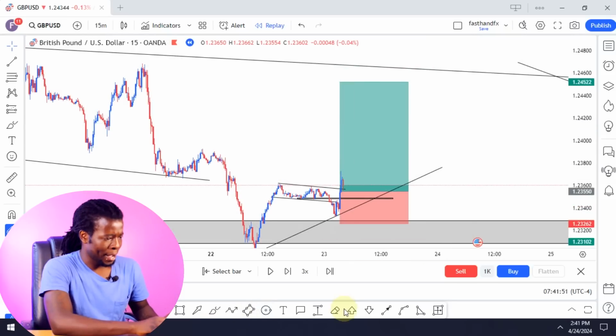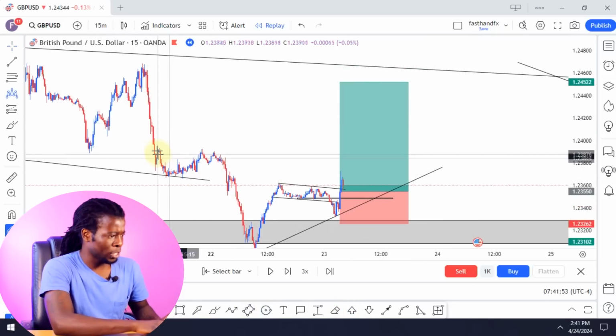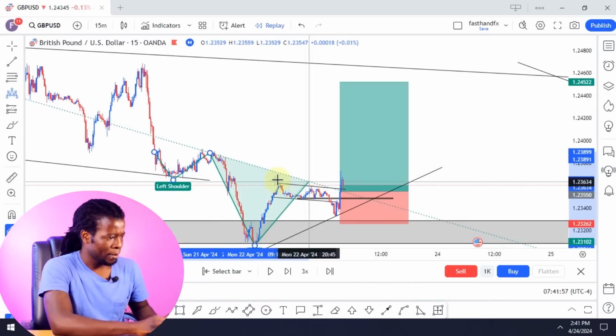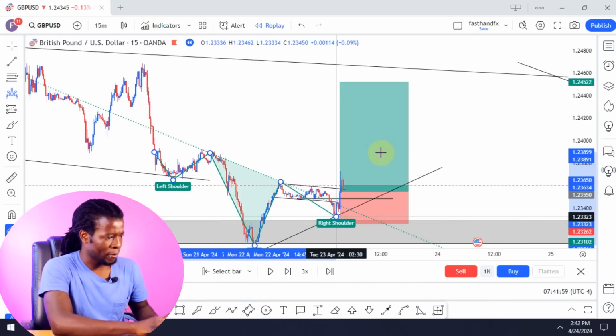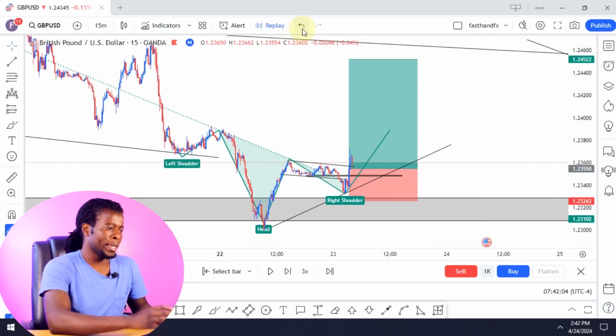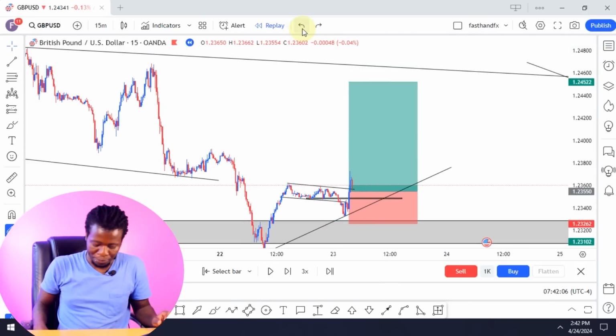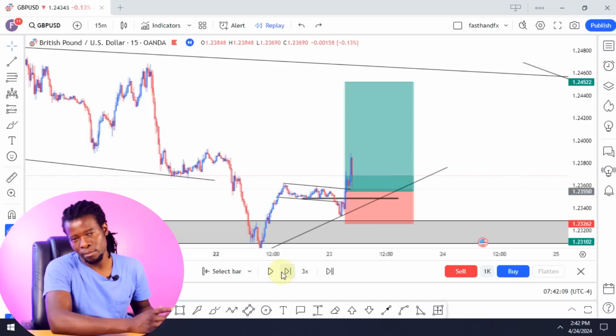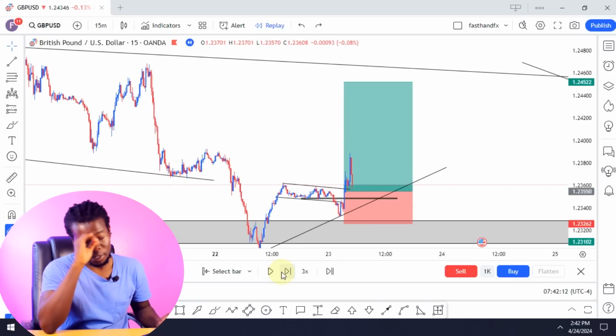I remember my inverse head and shoulder actually is complete. Left shoulder right here, this is the head right here, then the market has already given me a right shoulder. Boom, everything is complete. I hope that makes sense, guys. So guess what? The market started doing its thing, guys. I say expect a correction, guys.